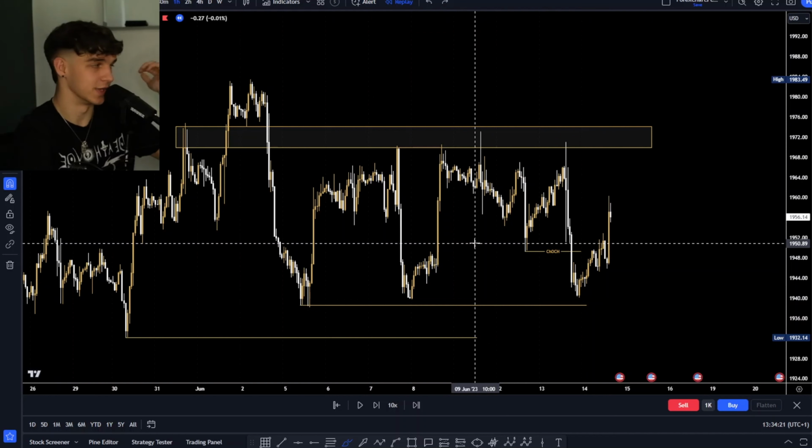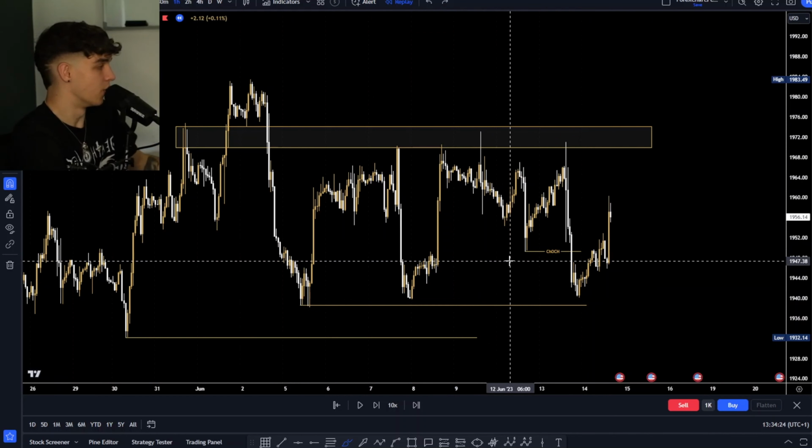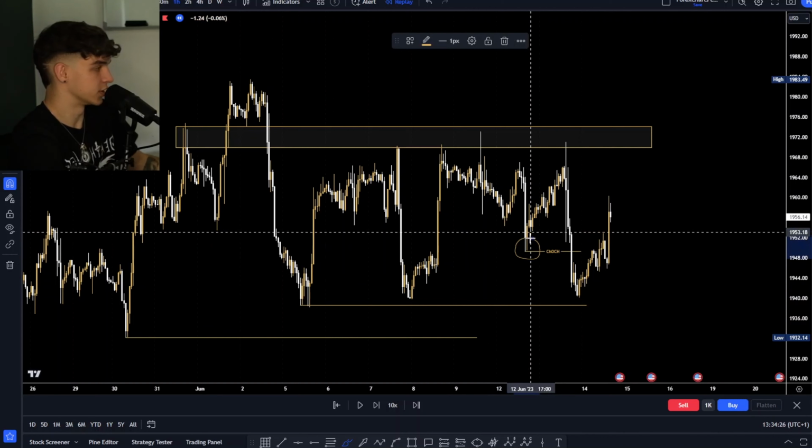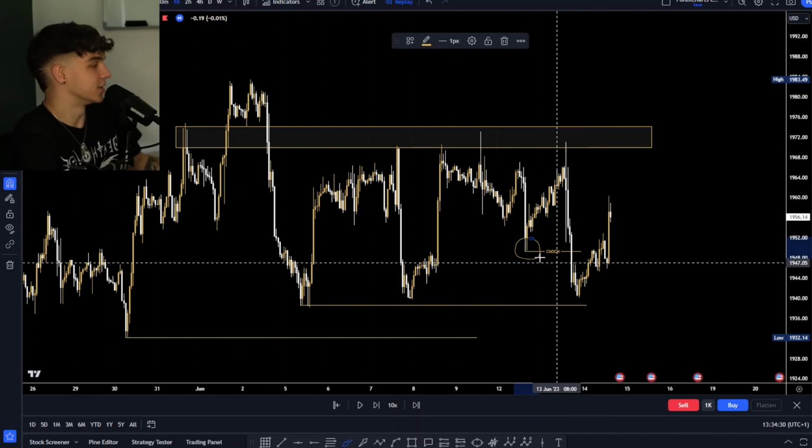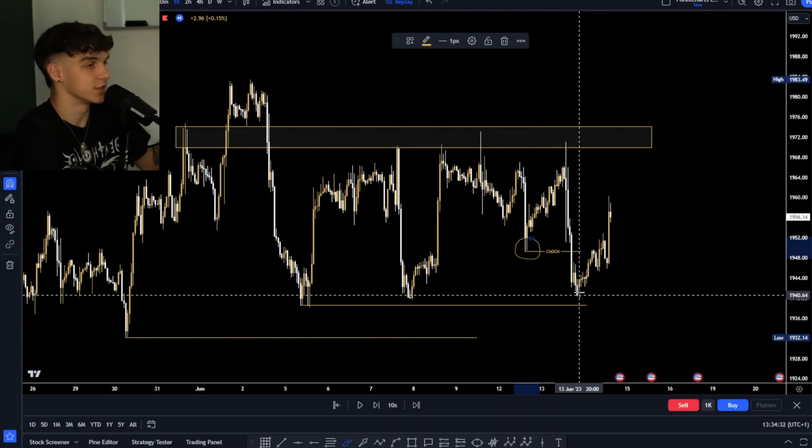Once we've got a bias of a downtrend or a bearish market, what you're going to want to do is highlight a previous higher low for a change of character. As you can see, the market has broken this level, giving us a change of character.